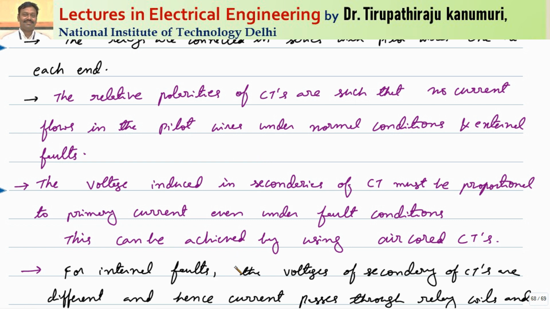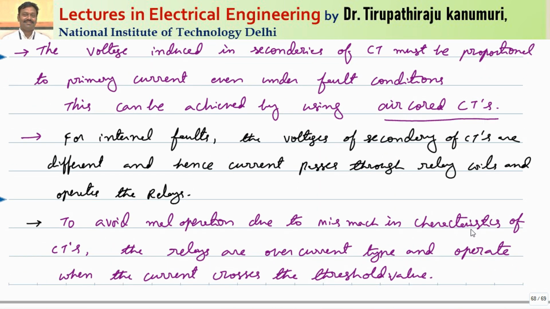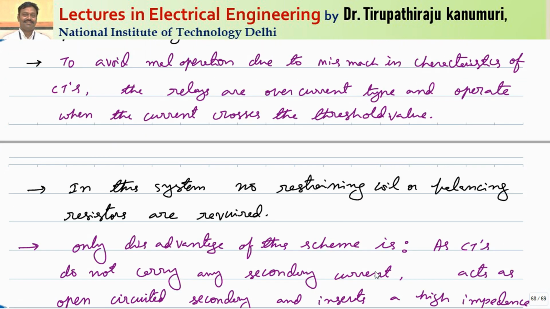To get that linear characteristics, we generally go for air cored CTs. The CT core is made up of air, with air holes made in the core of the CT so that the CT will be linear. We have already discussed this in the design of CT and PT, or instrument transformers for protection. I discussed this in chapter number 1. You can please refer there. For internal faults, the voltages of the secondaries of the CTs are different and hence current passes through the relay coils and operates the relay. But to avoid mal-operation due to mismatch in the characteristics of the CT, the relays are of overcurrent type and operate when the current crosses some threshold value, so that the problem of mal-operation will not happen.